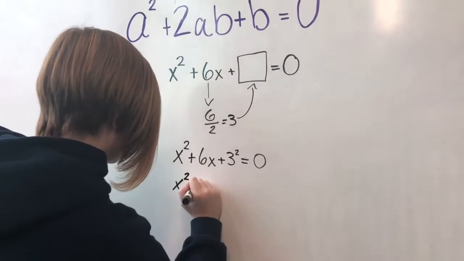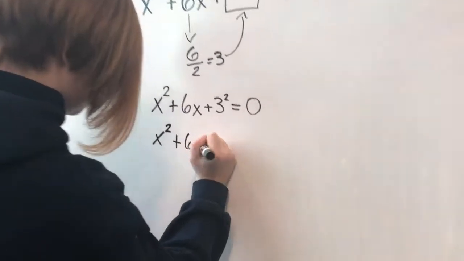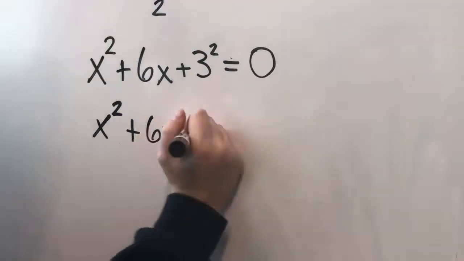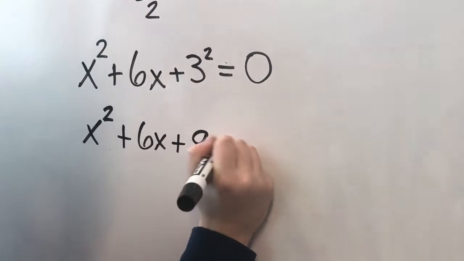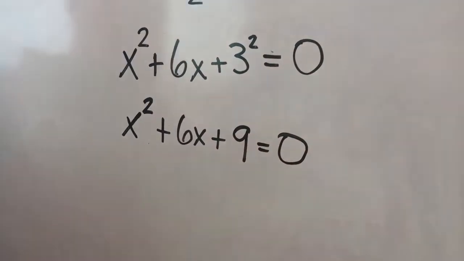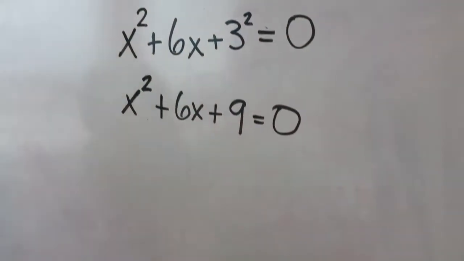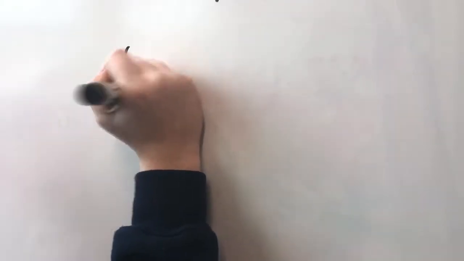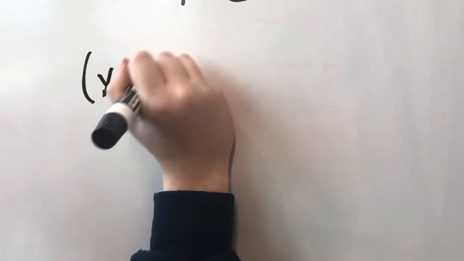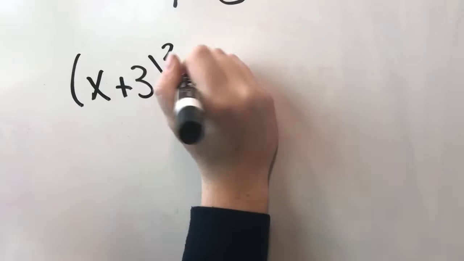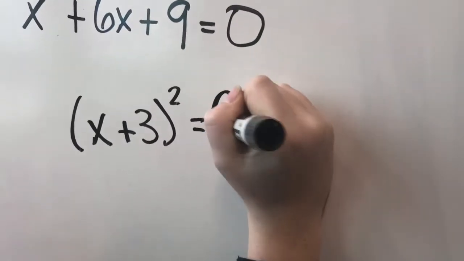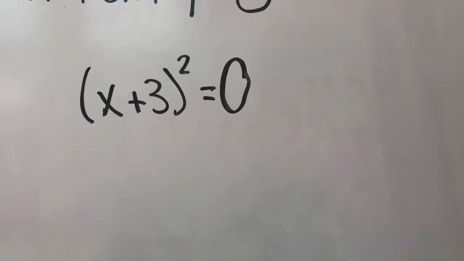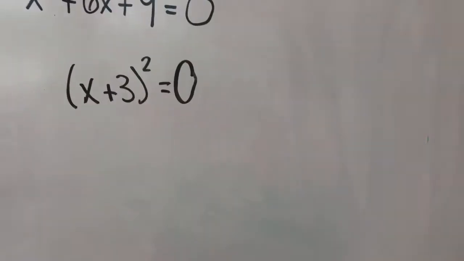Okay, so now we are going to once again rewrite the equation, but this time we're going to put x squared plus 6x plus 9. So we just squared the 3, equals 0. And then we are going to factor it into x plus 3 squared equals 0. And that, my friends, is how you complete the square.